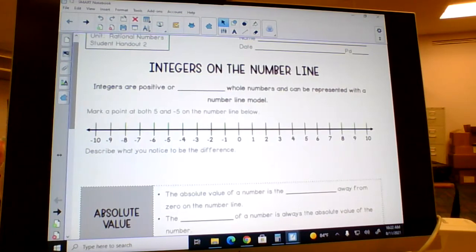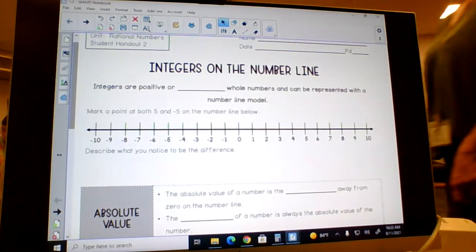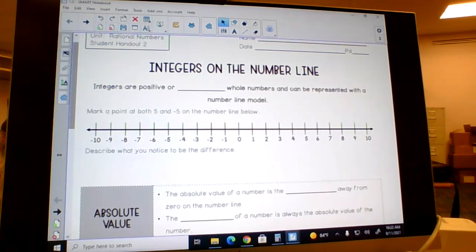Your homework's to get you ready for the game. What's the game? The test. Today's the homework. Exactly. All right, we're going to get chugging along on this. Today is about integers on a number line.